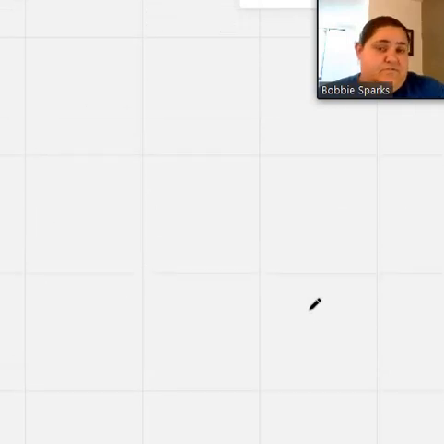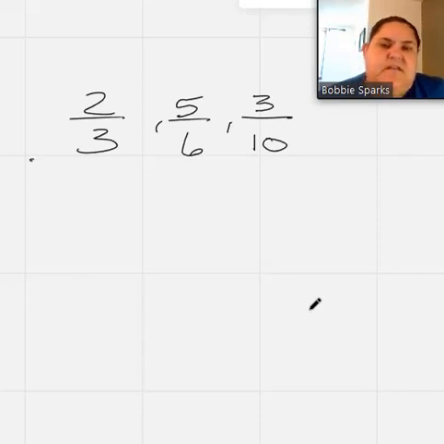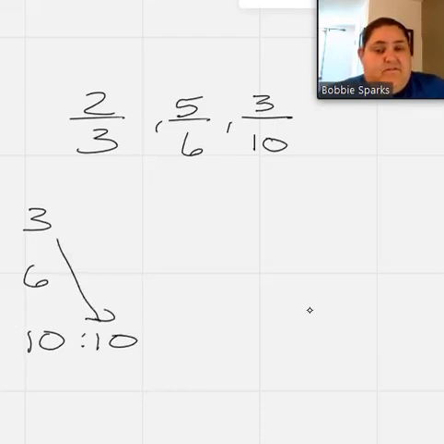So this is also true if I have more than 2. Maybe I have a 2/3 and I have a 5/6, and maybe I have a 3/10. Now, in this case, I have 3 denominators. So I'm looking for 3, 6, and 10, a number they all go into. So again, I'm picking my largest one, and I'm saying my first one is 10. Does 3 divide into it?